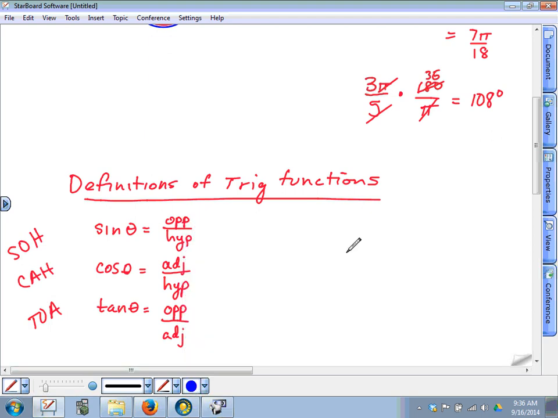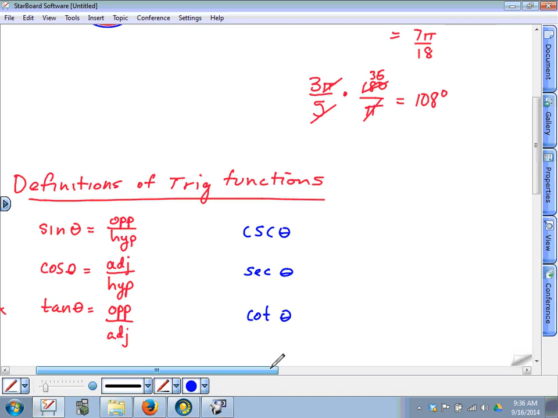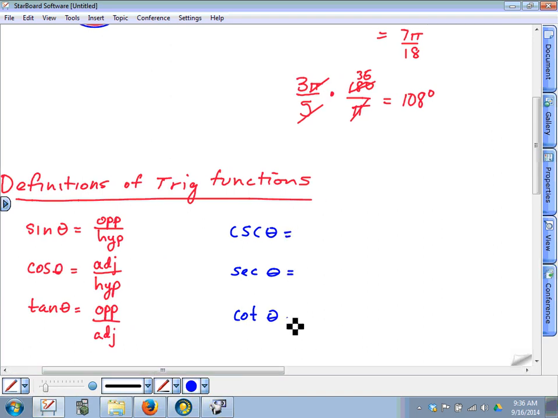What are the other three trig functions? What do you remember? Tripping on adjacent. Cosecant, secant, and cotangent. These are less familiar to you probably, but you're going to become familiar with them. We used these last year.